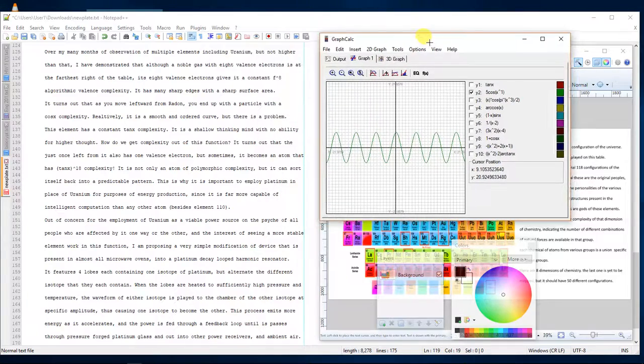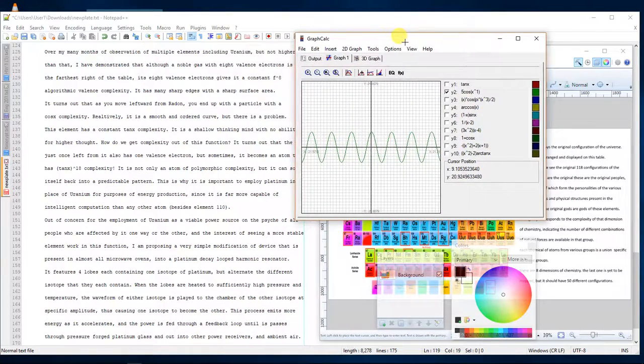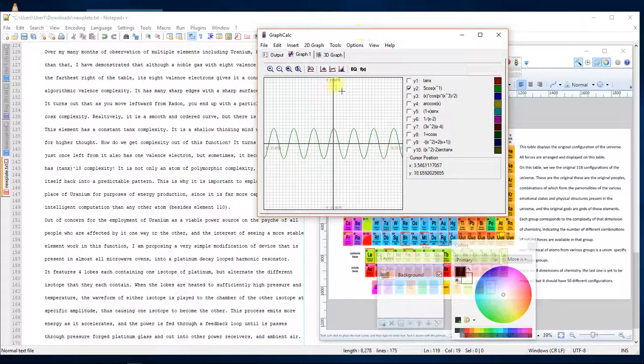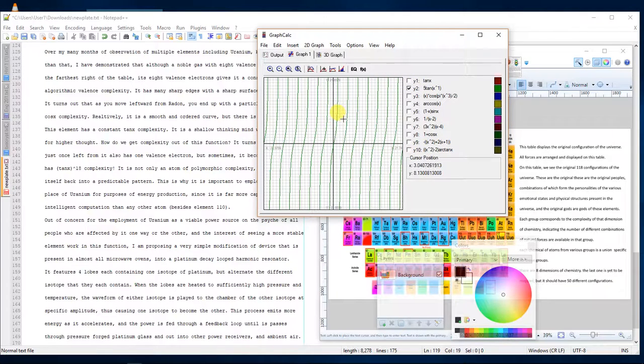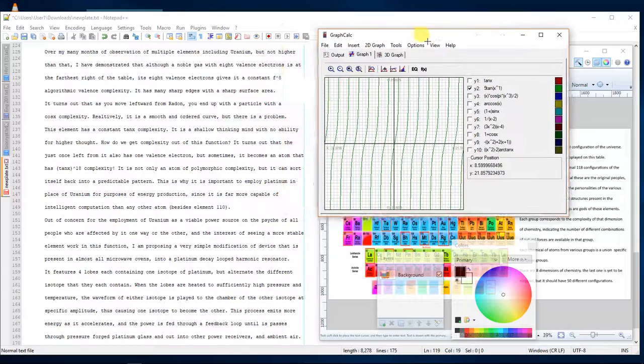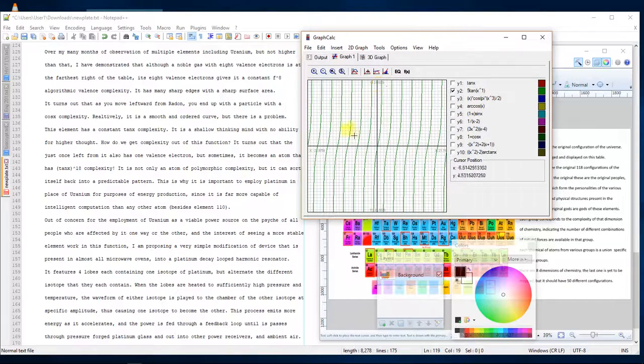But hold on, wait a minute, there is a problem. This element has a constant 10x complexity. You can also do this with tangent. So I'm going to switch this to tangent. It has a constant tangent x complexity. It has no ability to reason beyond the bounds of these curves. That's what that means.